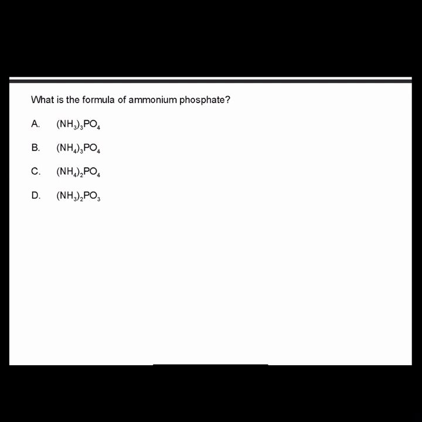What is the formula of ammonium phosphate? Ammonium is NH4 plus, phosphate is PO4 3 minus. Combining these can only be possible if you have (NH4) thrice PO4, which corresponds to option B.